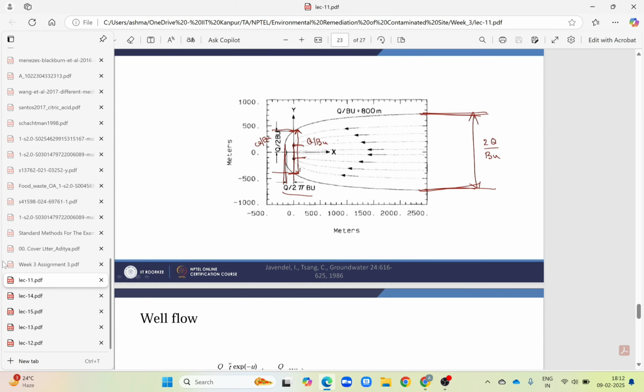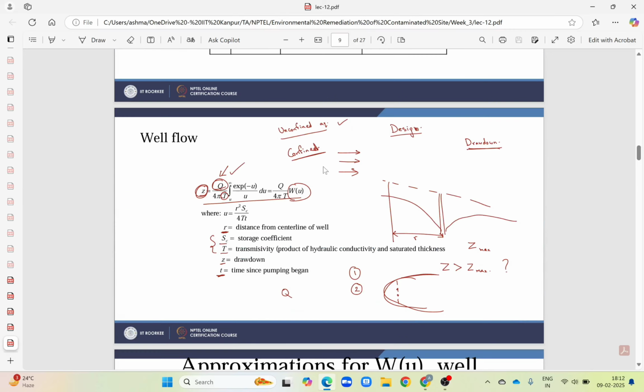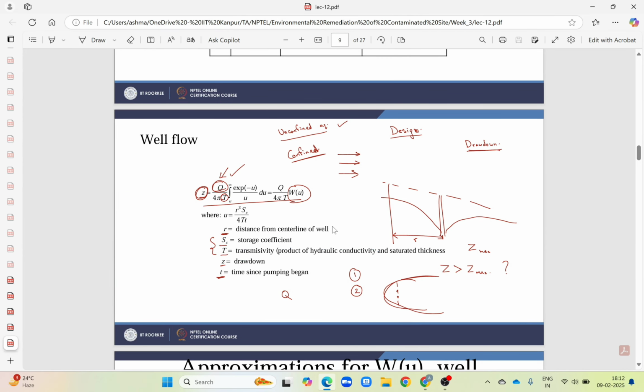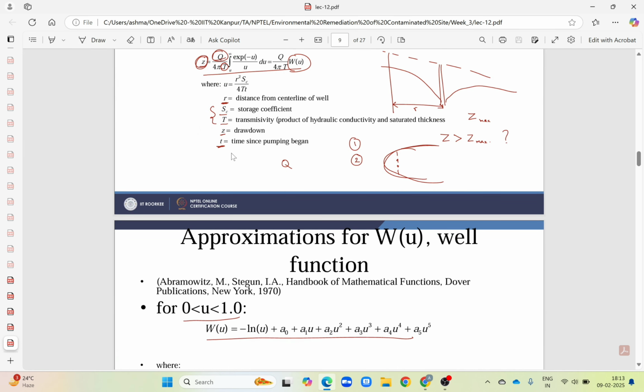So next was the continuation of this. This formula is used to find the drawdown, and it is based on the distance from the center line of the well to the point where we have to calculate the drawdown. And next is the storage coefficient and transmissibility. This is the product of hydraulic conductivity and saturated thickness, so it is the property of the aquifer, and Z is the drawdown and T is the time since pumping began. So through this formula we can find the drawdown in the aquifer.